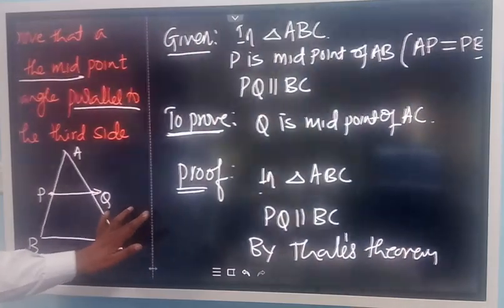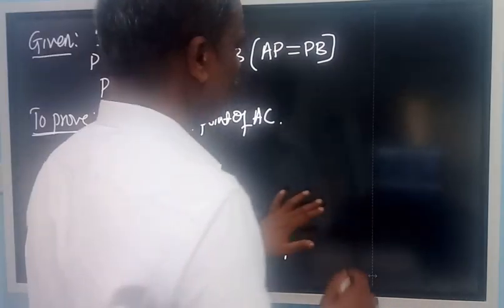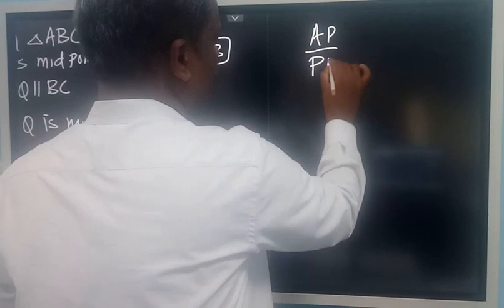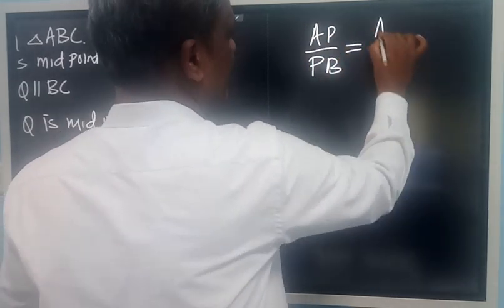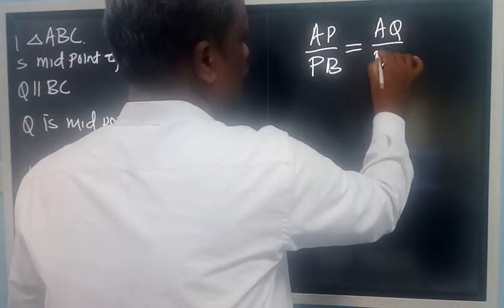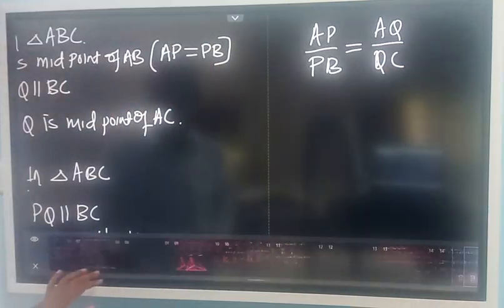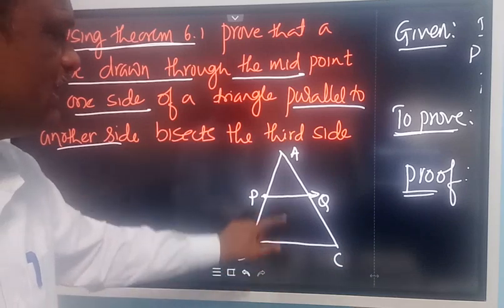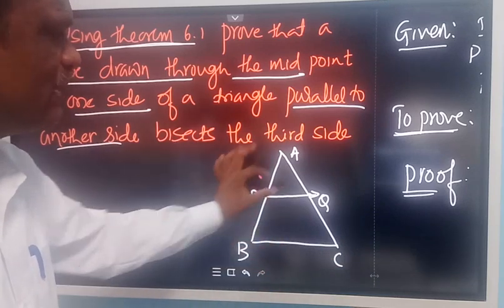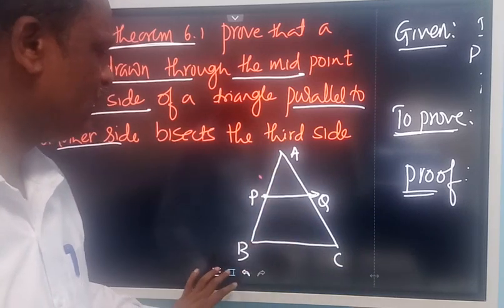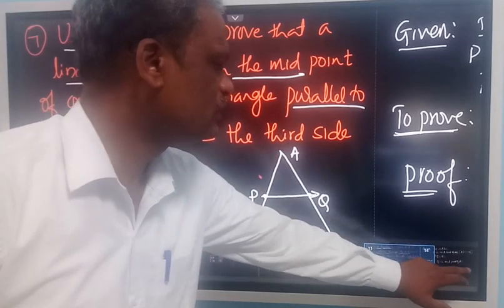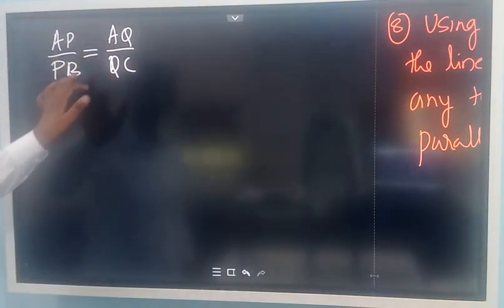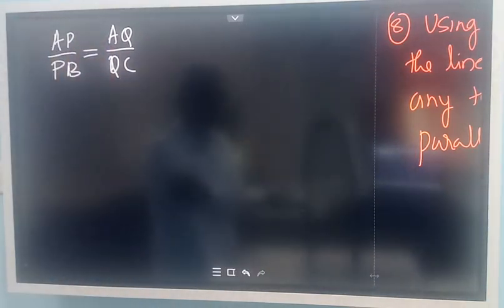it will divide the other two sides. AP by PB will be equal to AQ by QC. Look at the diagram and tell me. Since PQ is parallel to BC, I can write AP by PB is equal to AQ by QC. So that we have written here, AQ by QC.